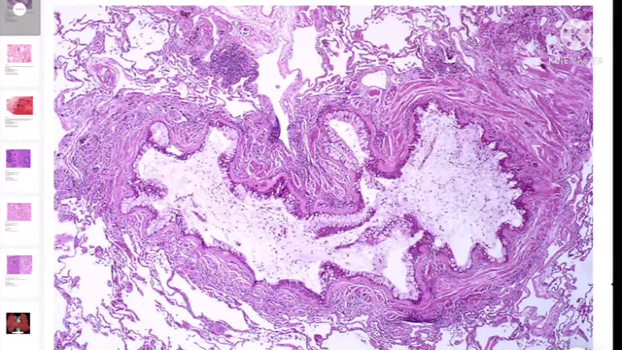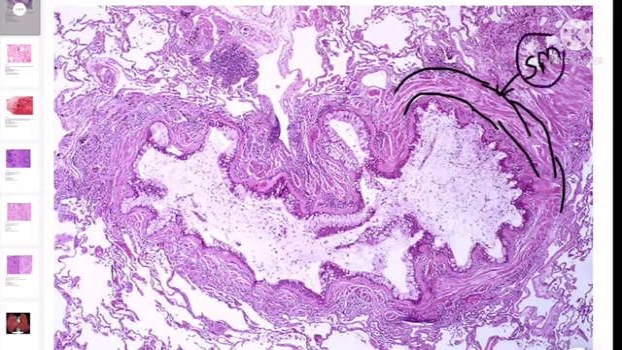So we can see that here is a layer of the smooth muscle, and this layer of smooth muscle is quite thick and hypertrophied compared to the normal one. So this one is the hypertrophy or thickening of the smooth muscle. This is the lumen of the airway. But here we can see these are the mucus plugs, a lot of mucus plug in the lumen. Then along with the mucus plug we can see certain inflammatory cells.